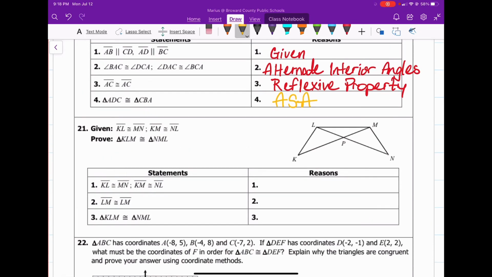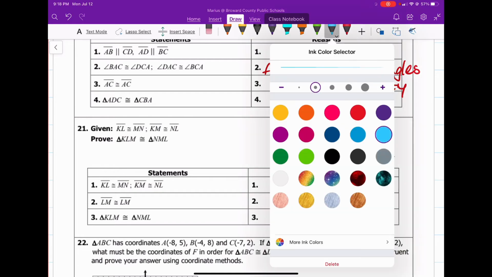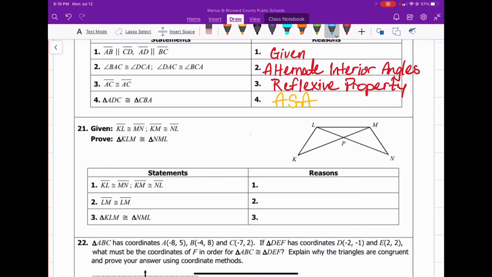Number 21 says segment KL is congruent to segment MN, and segment KM is congruent to segment NL. Okay, so let's see here. KL is congruent to MN, and KM, which is basically this entire line, is congruent to this entire line. So with that being said, I'm going to put these markings here.